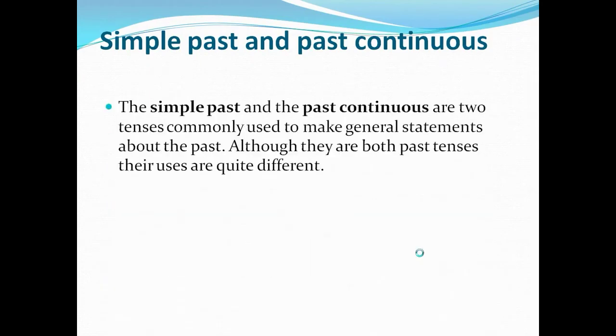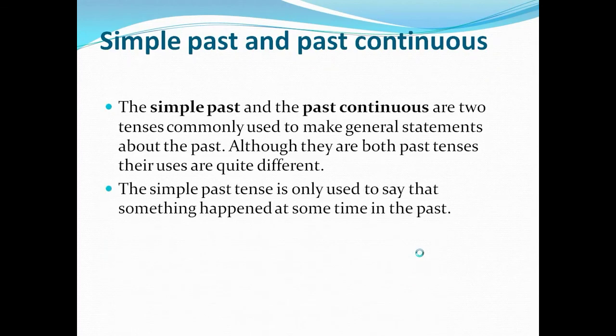So the simple past and the past continuous are two tenses commonly used to make general statements about the past. Although they are both past tenses, their uses are quite different. As you see here, simple past and past continuous are two tenses commonly used to make general statements about the past. يعني بجوجهم يكونوا في الماضي، ولكن كاين واحد الاختلاف من بعد غنشوفوا هذا الاختلاف.